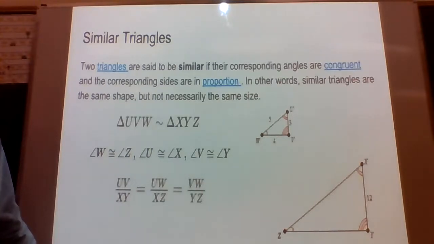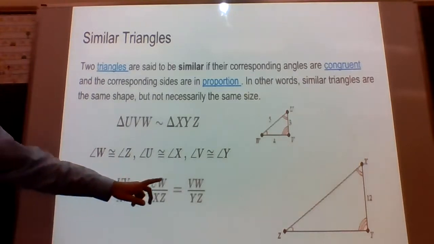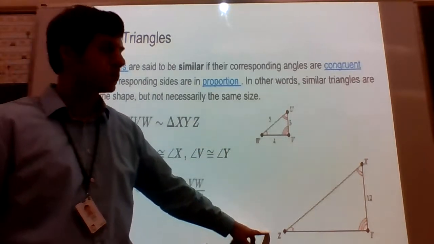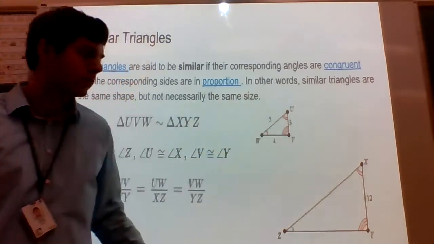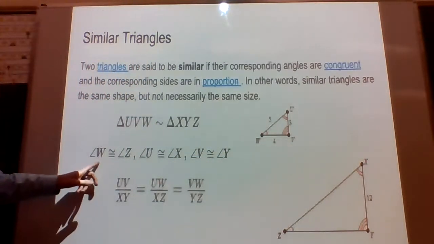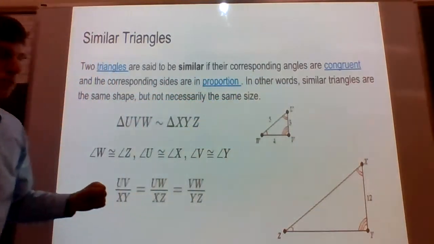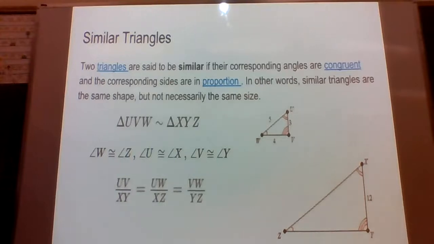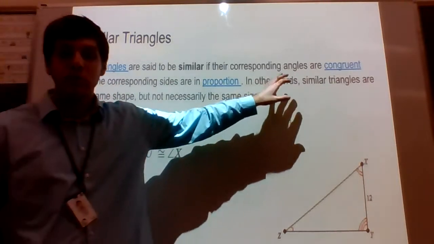The reason they're the same shape is because their corresponding angles are the same. Angle W and angle Z are going to be congruent. Angle U and X are congruent. And angle V and angle Y are congruent. So the corresponding angles are going to be congruent. The angles that correspond with each other are congruent. And that's the same as in congruent triangles.